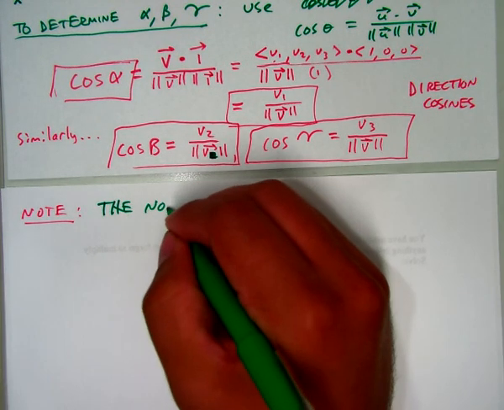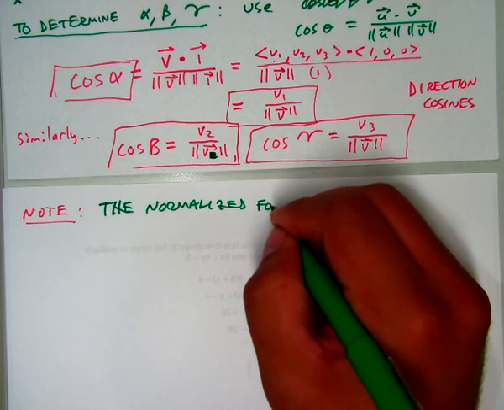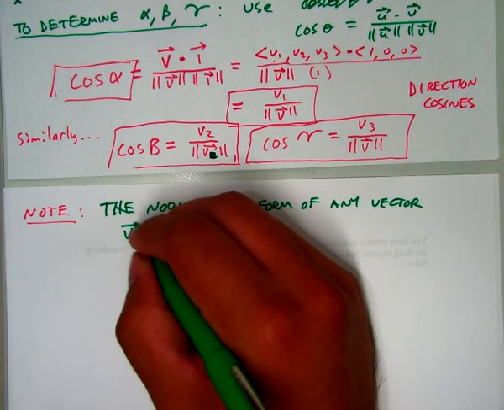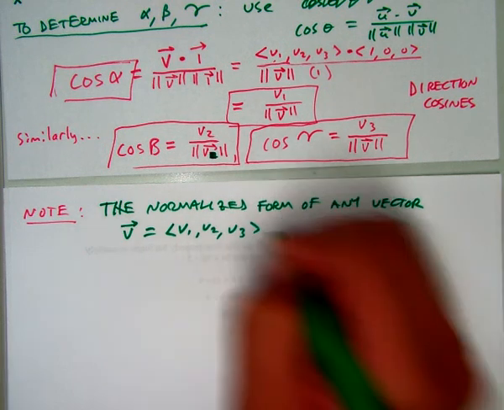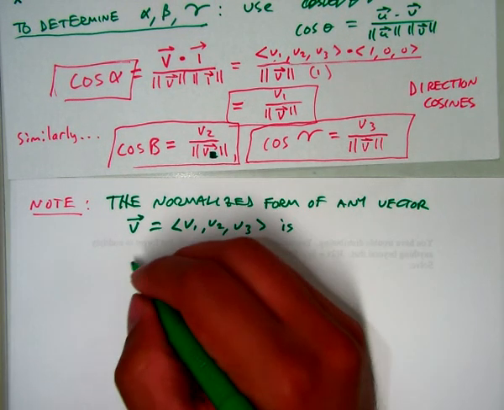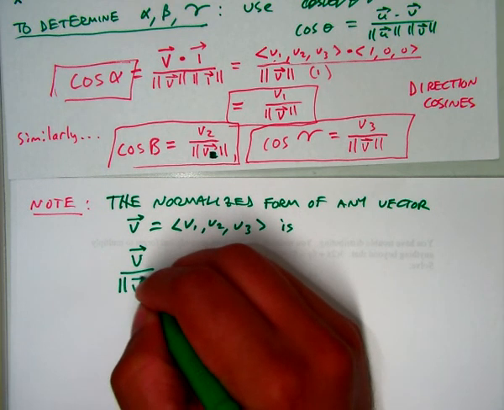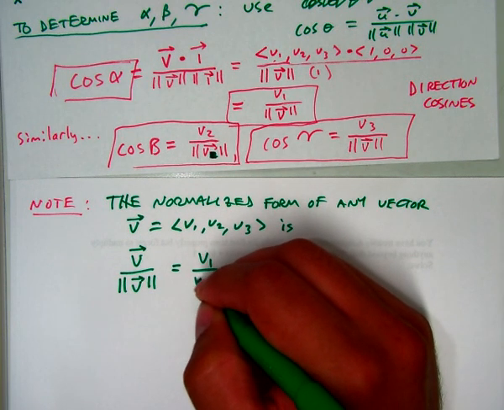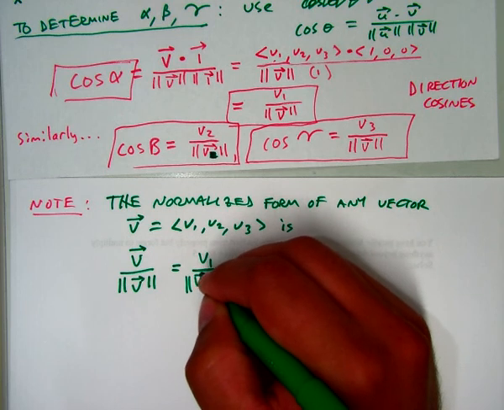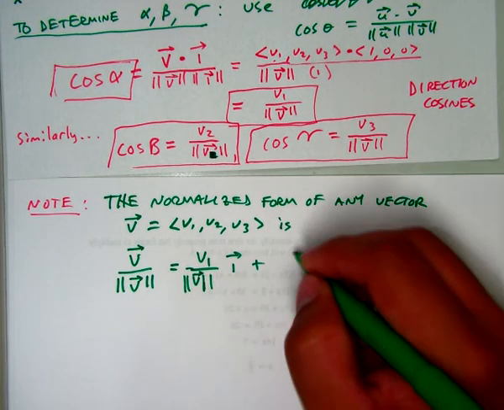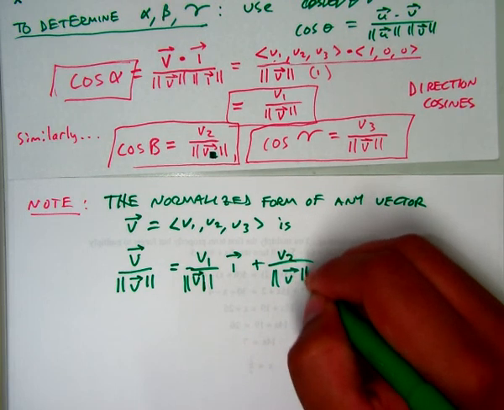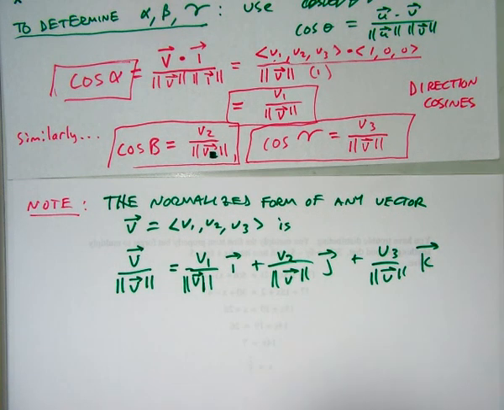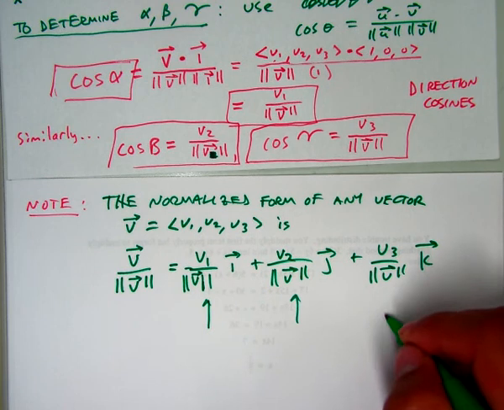In fact, let's make a special note. The normalized form of any vector v equal to v1, v2, v3. We already have a formula for that. We just say, let's take v and divide the whole thing by the magnitude. If you actually wrote that out, that's exactly v1 over magnitude of v i, plus v2 over magnitude of v j, plus v3 over magnitude of v k. And these here are the direction cosines.